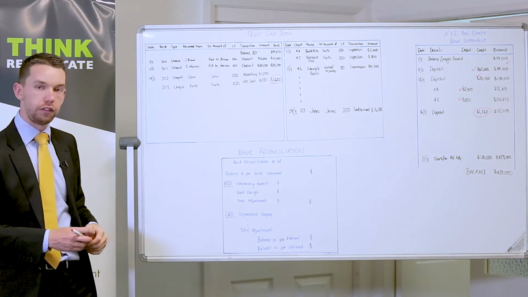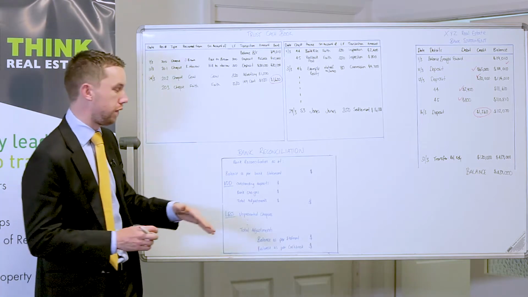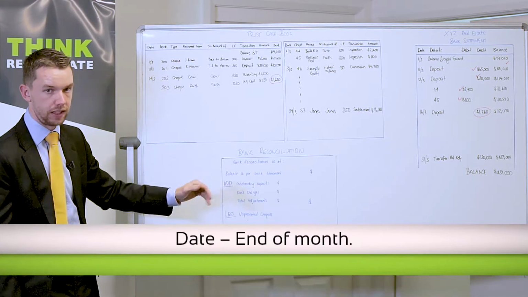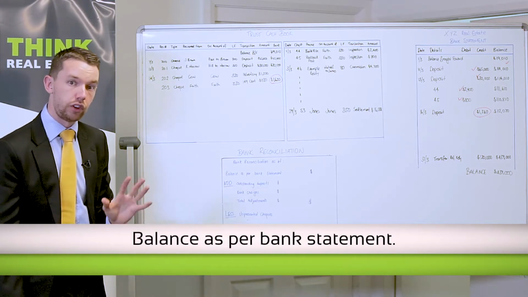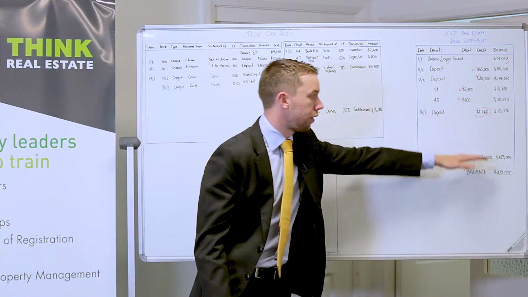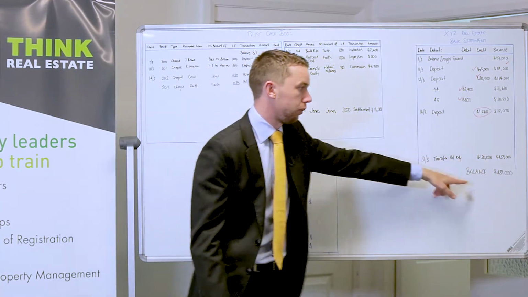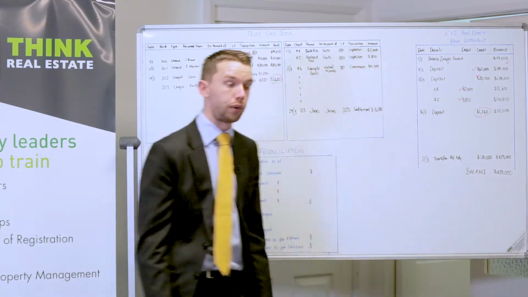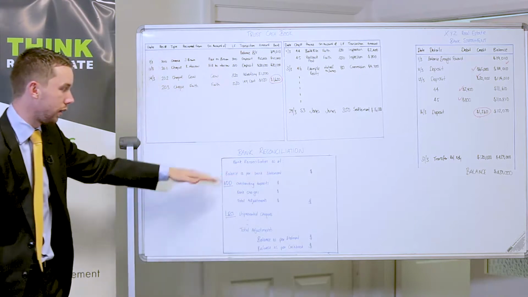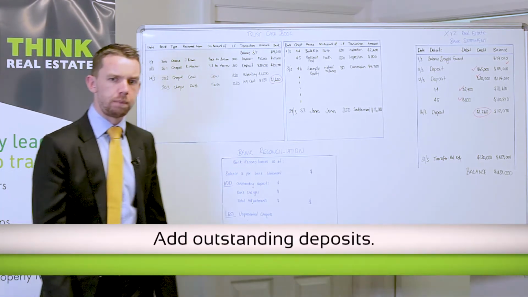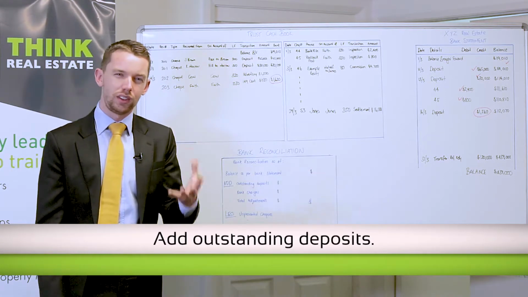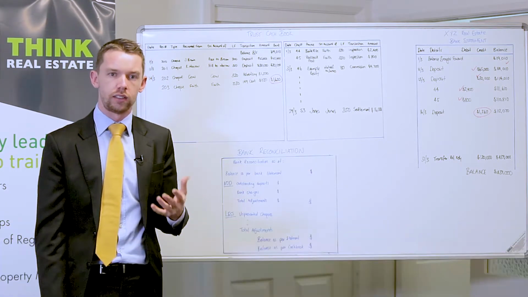As we go in and fill it out, we need to write up a couple of things. We need to write the date, being the end of the month. We need to do the balance as per the bank statement, being the end of month total here. I've missed a few transactions, but we know that the end balance is $439,000. So we know that needs to go in there. We need to add any outstanding deposits. Everyone always asks, what could that be in a practical sense?